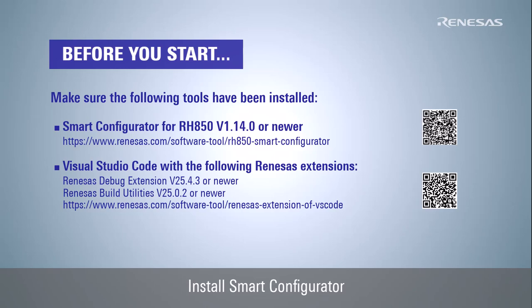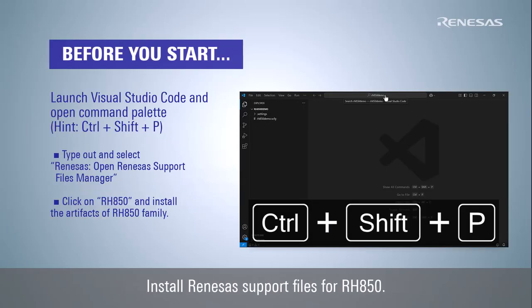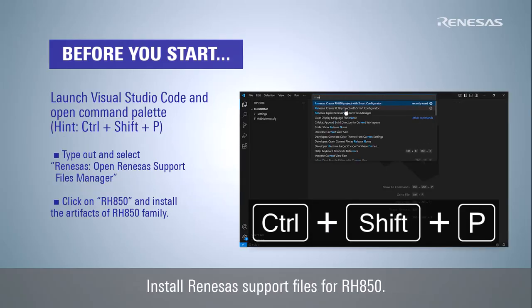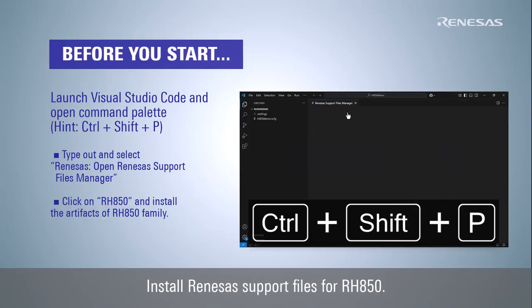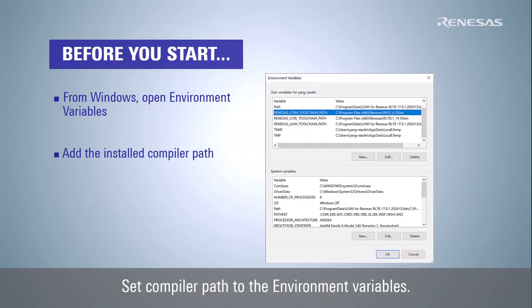Before you start, make sure to have Smart Configurator and Visual Studio Code with Renesas debug extensions installed. Navigate to the links provided in this video to download and install the necessary installers. After installation, launch Visual Studio Code and open the command palette. Select the Renesas Support Files Manager and install RH850 family-related support files. Add the installed compiler path to the environment variables.